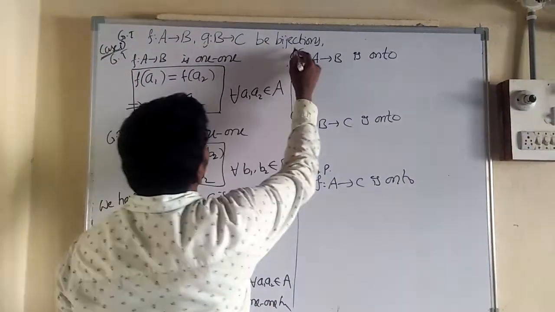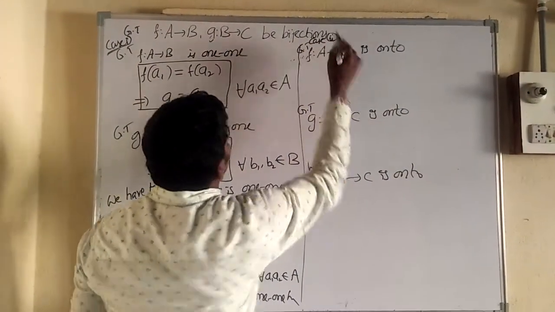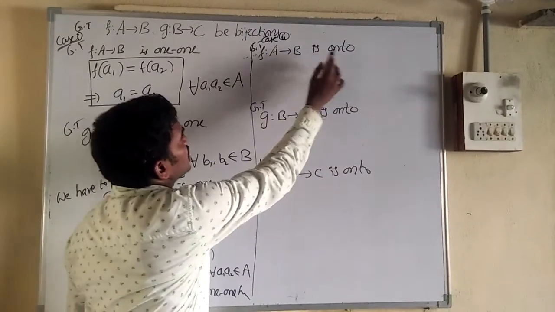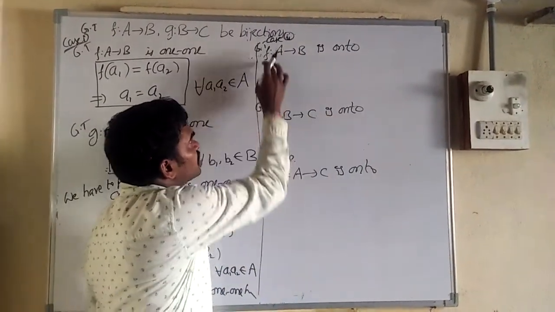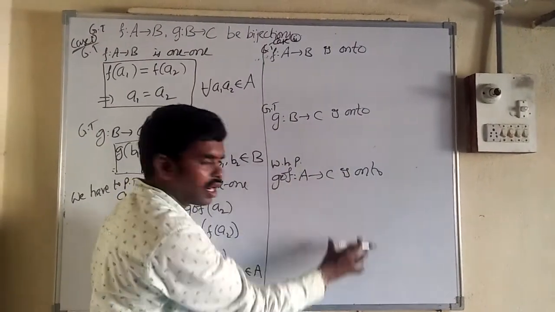So next coming to onto. Case 2. F: A to B is onto, G: B to C is onto. These two are given statements. By using these two, we have to prove G circle F from A to C is onto.